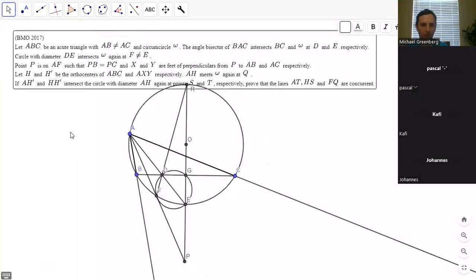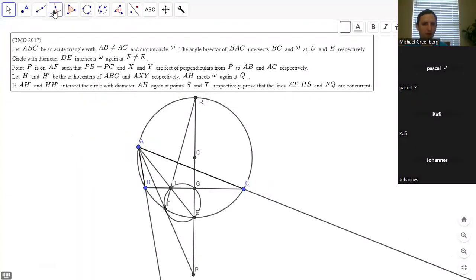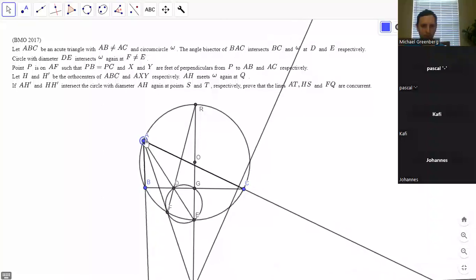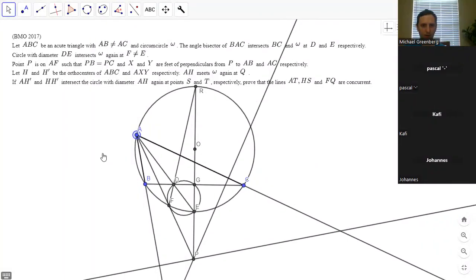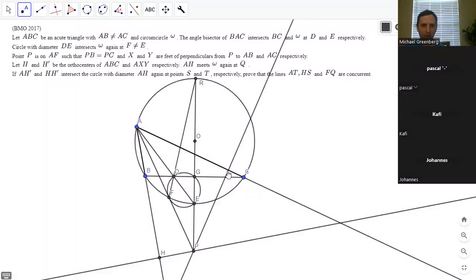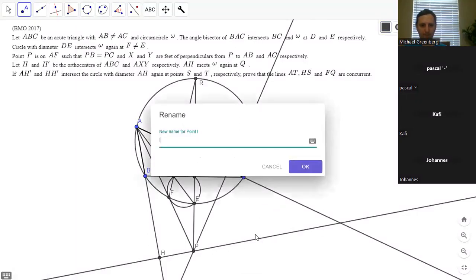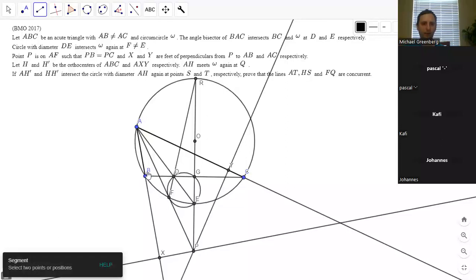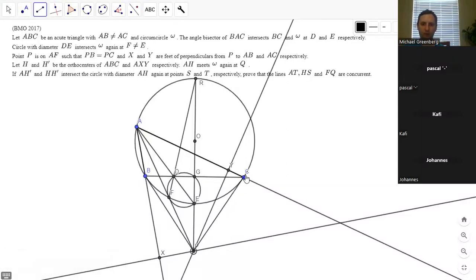Okay, so let's draw some perpendiculars. So P to AC and P to AB. Like that. So we have this and this. Y, this is X. Okay, so if this is the symmedian, then PB and PC are tangents. So that's X and Y, and H is the orthocenter of ABC.